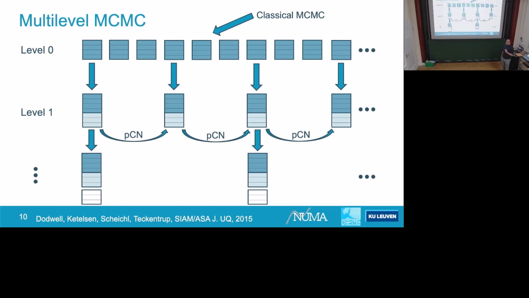I'm not going to explain in detail what preconditioned Crank-Nicolson is. I'm just going to say that it's proven that this is somehow dimension independent, that the acceptance rate doesn't really depend on the dimensionality of the parameter. Which is useful in a context where we want to go to infinite dimension.